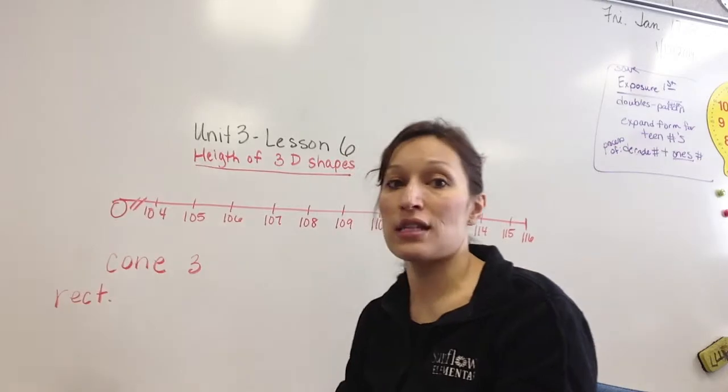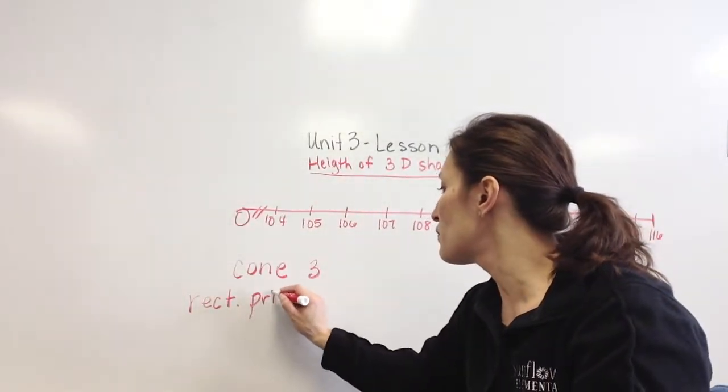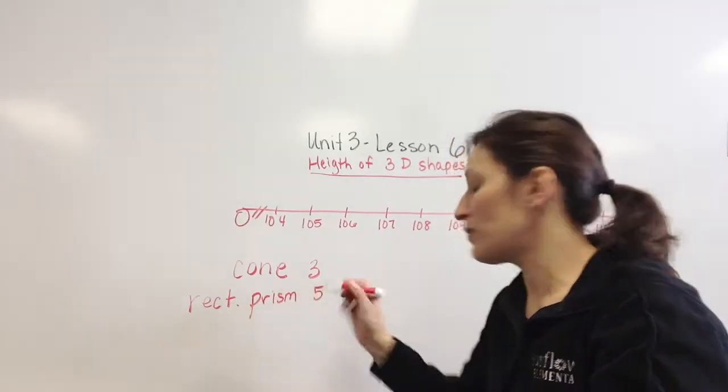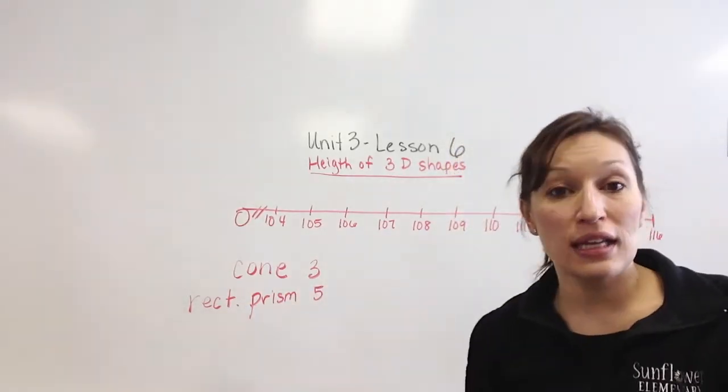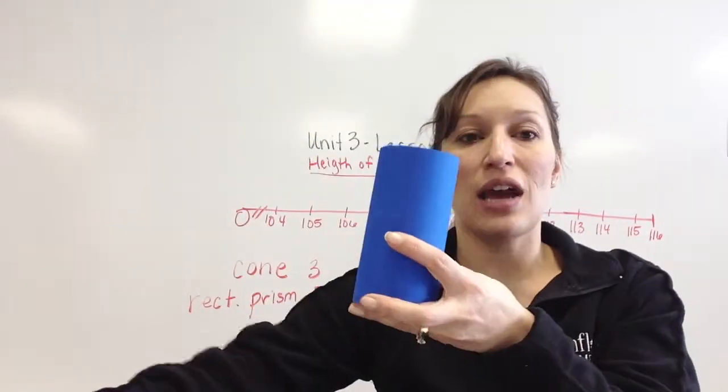Now we had the cone, and it measured 3, and we had the rectangular prism. I'm going to shorten that instead of writing the whole word. Whoops, can't see that, can you? Sorry. Rectangular prism, and it was 5. Okay, now we can continue to measure other 3D shapes. Here's the cylinder. Let's get the height of the cylinder.